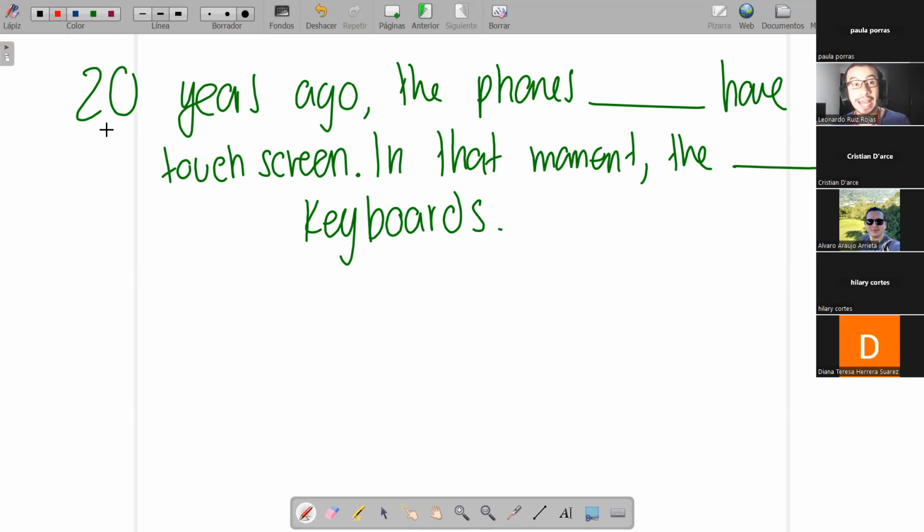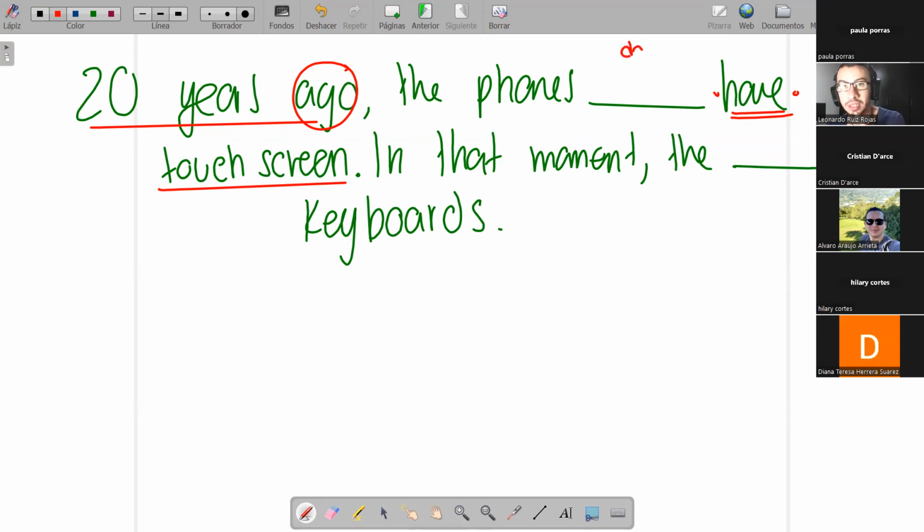When I say 20 years ago, the phones was, or will it be were? Miren que después viene el verbo have. Ah, porque es plural, porque es they. It's a negation. 20 years ago, los teléfonos no tenían touchscreen. Yo digo no tenían porque es 20 years ago. Entonces, don't, didn't.